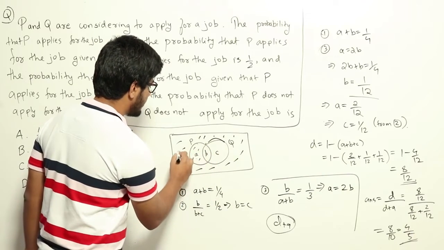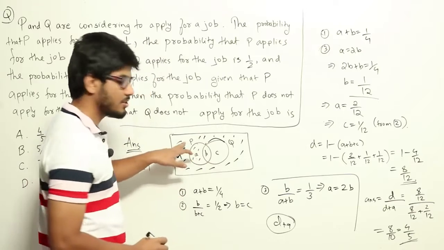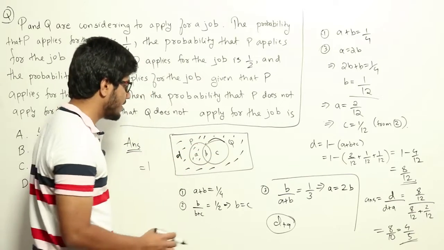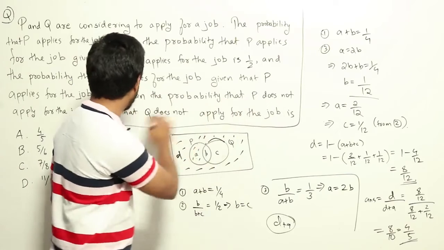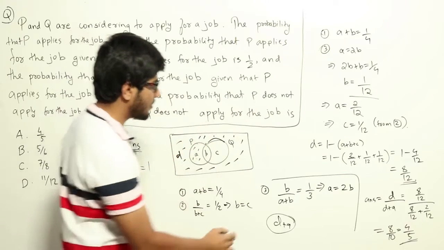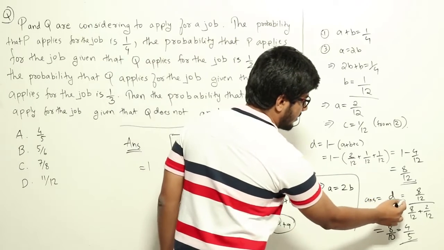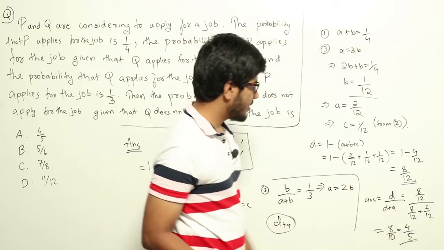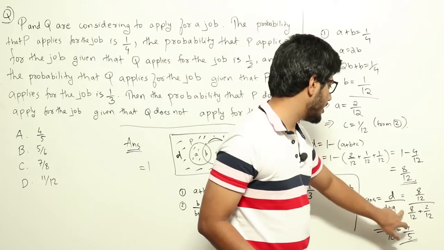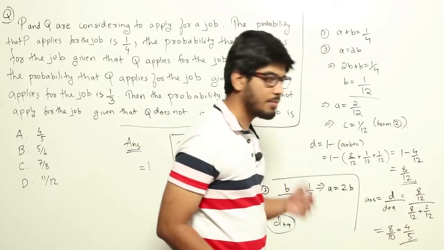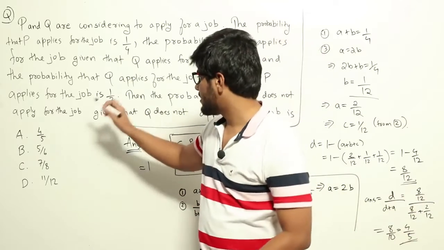So there is only this part D, that is P doesn't apply for the job and Q doesn't apply for the job, that is D. So the probability that P does not apply for the job given that Q does not apply for the job, we can write as D divided by D plus A. That's equal to 8 by 12 divided by 8 by 12 plus 2 by 12, that is 4 by 5. Now that is option A.